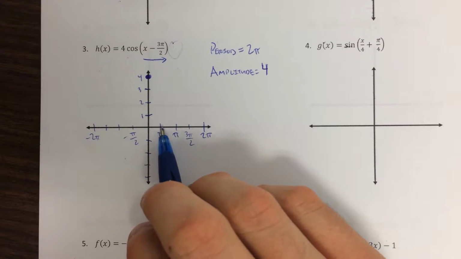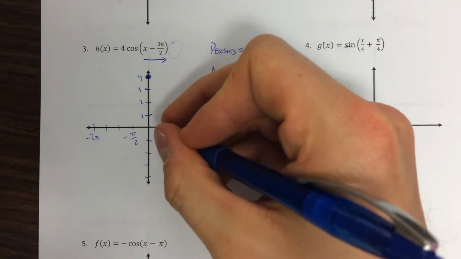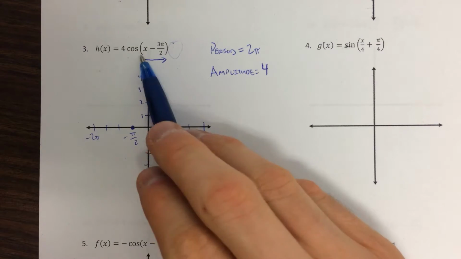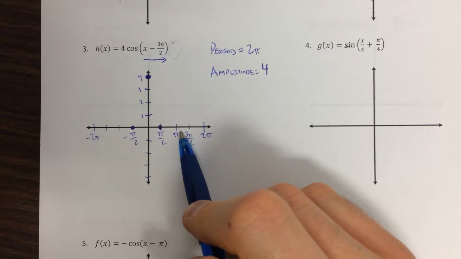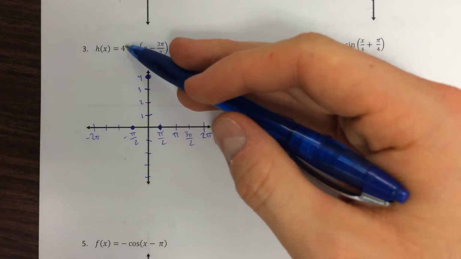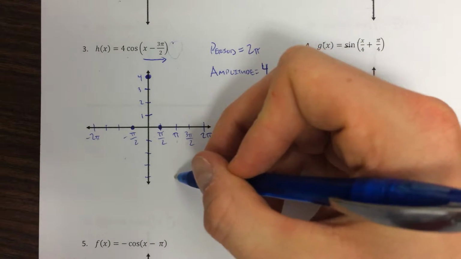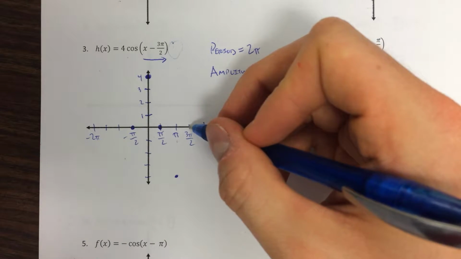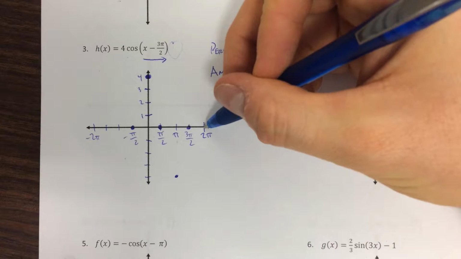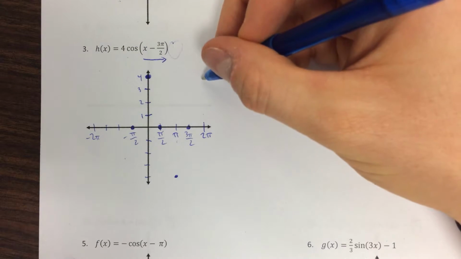Parent function at pi over 2, the function is 0. 0 times 4 is still 0. So that point is going to stay here. Similar thing with negative pi over 2. At pi, cosine, the parent function, its value is negative 1. But if I do negative 1 times positive 4, that would give me negative 4. So our function is being stretched out here. At 3 pi over 2, our function is 0. 0 times 4 is still 0. At 2 pi, cosine, the parent function's value is 1. 1 times 4 would give us 4.